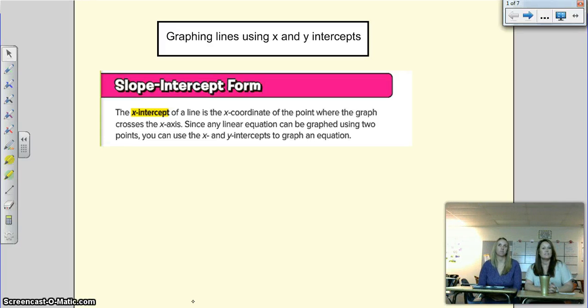Hi, slope-intercept form. Today we're going to be talking about slope-intercept form and standard form and how to graph a line using the y-intercept and, ta-da, the x-intercept. There's two intercepts. Let's do it.